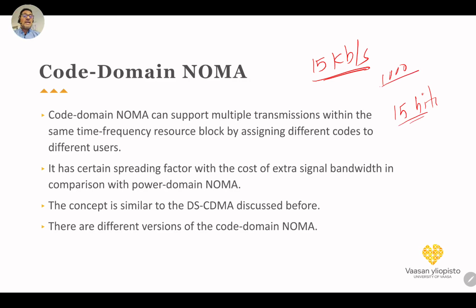So if we say that we want to use a spreading factor of 100, it means that you can send up to, let's say, 1.5 kilobit per second of data. So one needs to compromise, or trade off, between the interference and the required data rate.